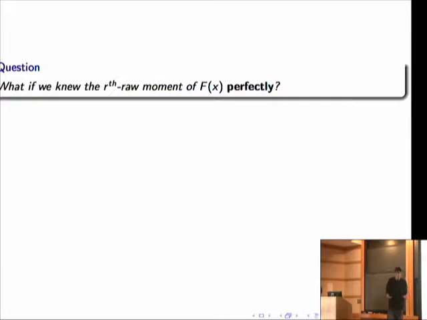So if our approach to learning the parameters is through the method of moments, we have to be able to answer this question: what would knowing the moments of a mixture of two Gaussians f of x tell us about the underlying parameters?